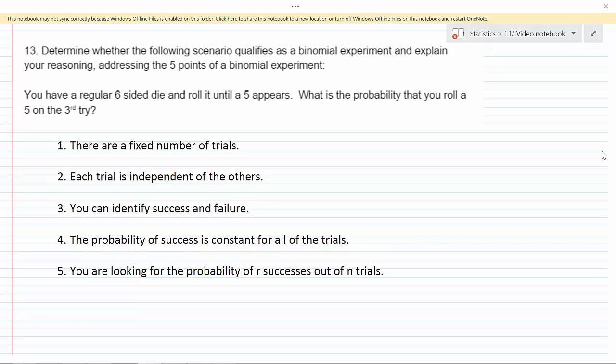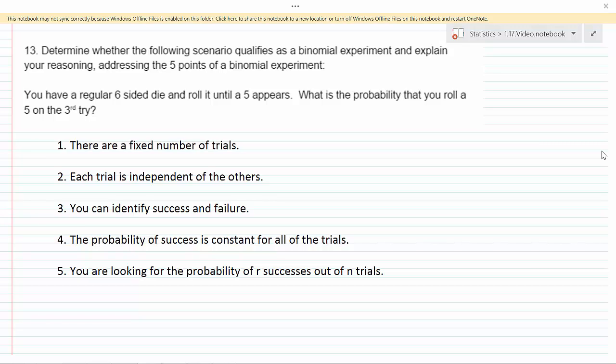In looking at number 13, we are going to determine whether or not the following scenario qualifies as a binomial experiment. And we have to explain our reasoning and address the 5 points. I've written down the 5 points below. In order for an experiment to be binomial, there have to be a fixed number of trials.